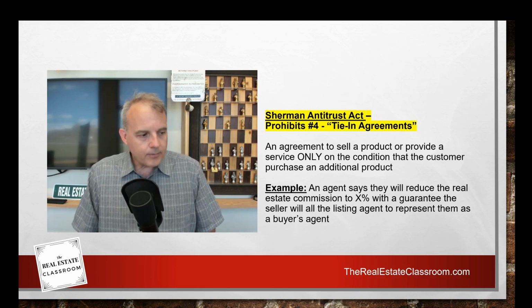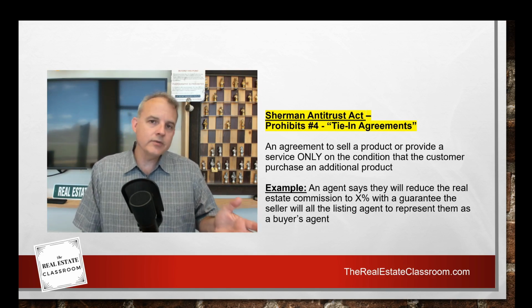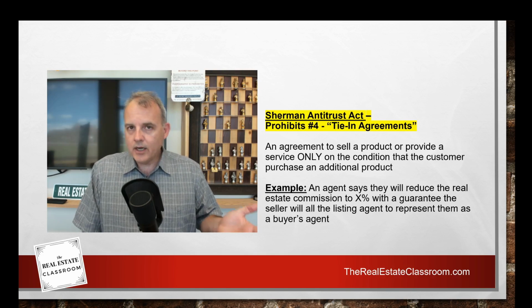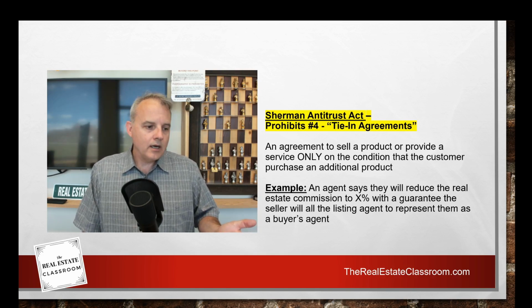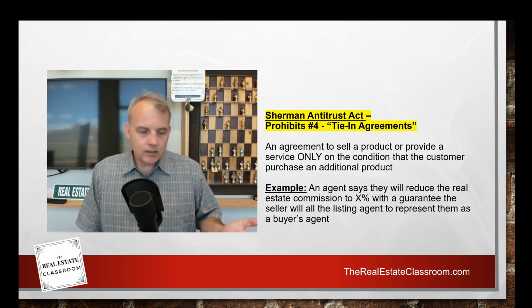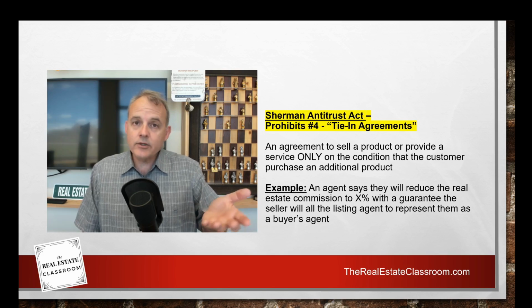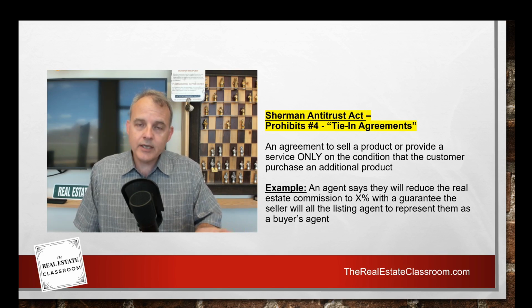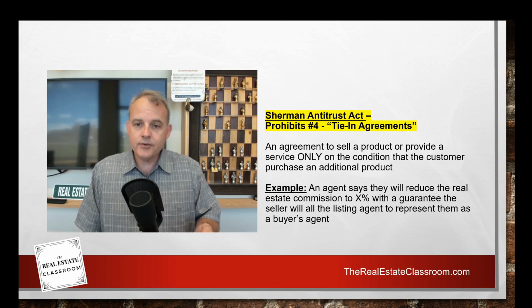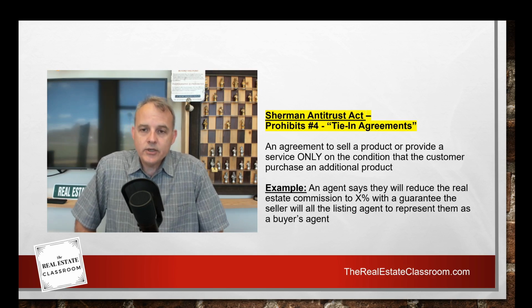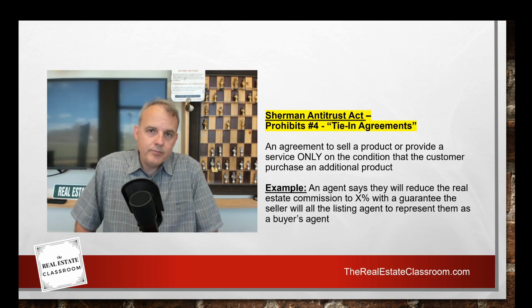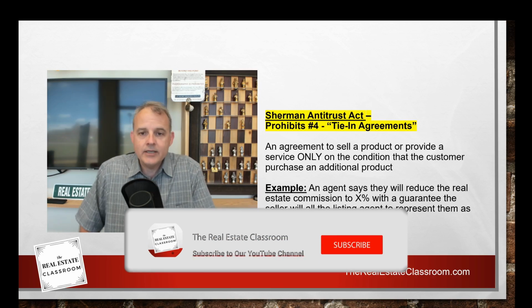Another example would be, let's say that you're a licensed real estate agent and you own a vacant lot in a subdivision that's being developed, and a builder wants to buy the lot from you, and you say, fine, I will sell you this lot, but when the house is ready and it's ready to go on the market, you have to guarantee that you're going to use me as the listing agent. That would also be considered a tie-in agreement and would be illegal under the Sherman Antitrust Act.